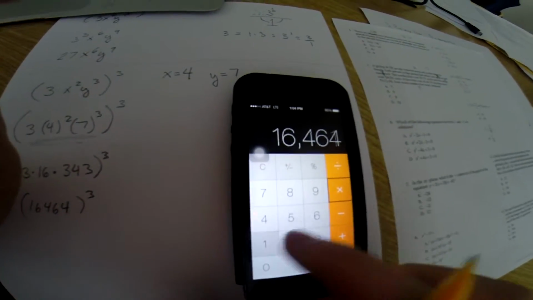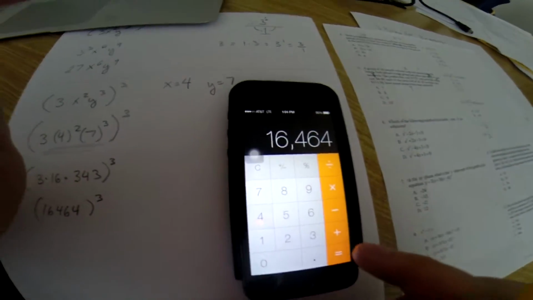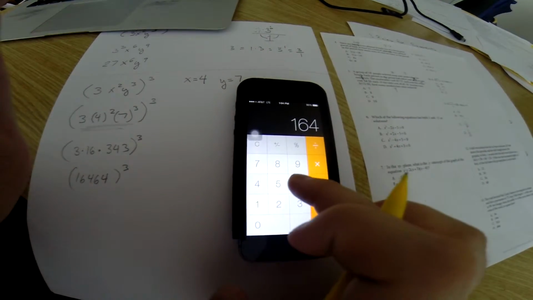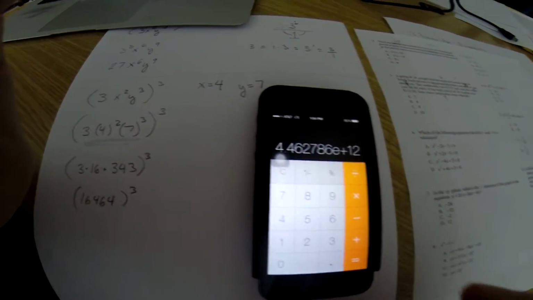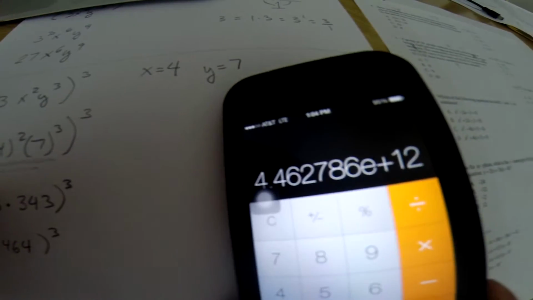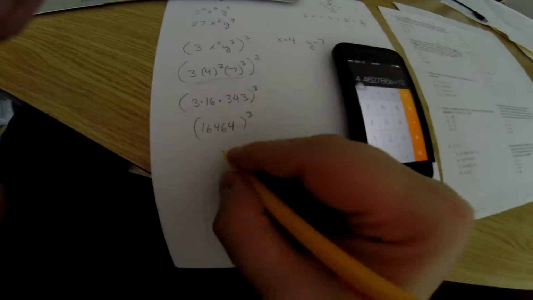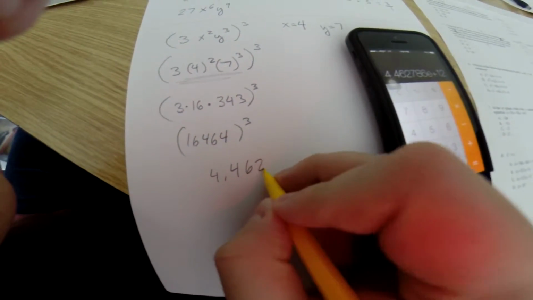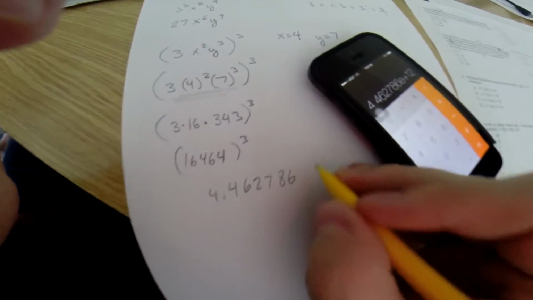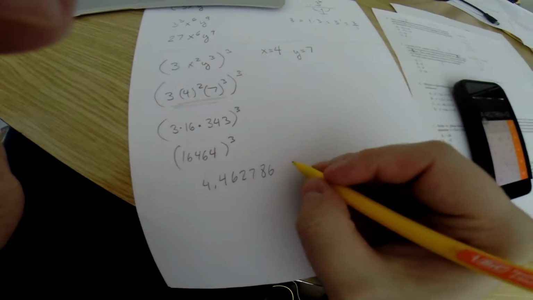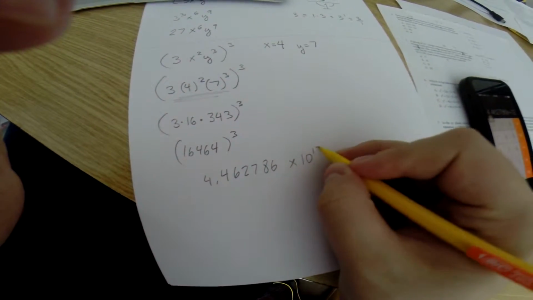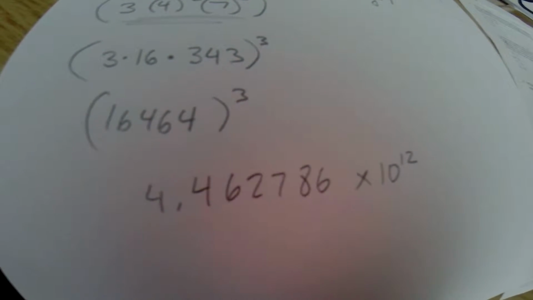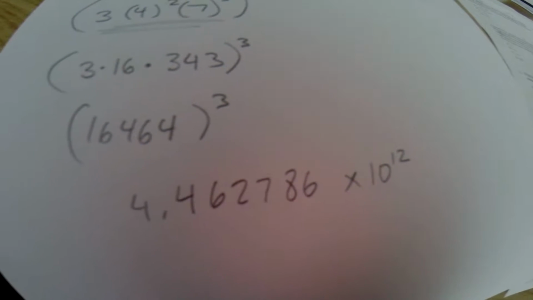That means I'm going to have to multiply this by itself 3 times. So 16464 times 16464 times 16464. I'm going to get some nasty looking number. This is roughly 4.462786 e plus 12. When it says e plus 12, that means times 10 to the 12th. So this is an approximation. This isn't exactly what it's equal to, but it's close enough.